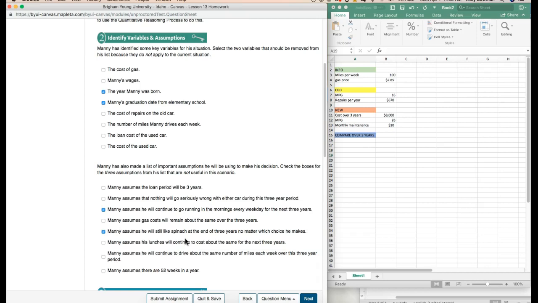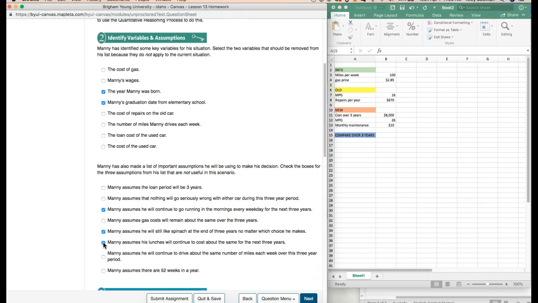The next one, Manny assumes his lunches will continue to cost the same for the next 3 years. Now, while this talks about cost in here, and it does probably affect his budget, this also is not something that we're going to worry about in our calculations, and isn't something that we're going to worry about with the assumptions. We didn't talk about that sort of breakdown of his budget.